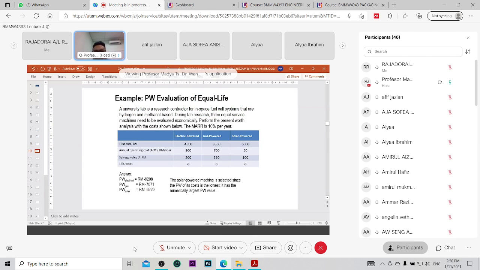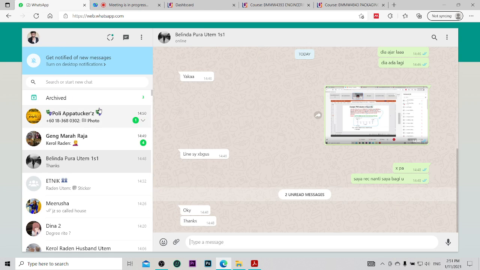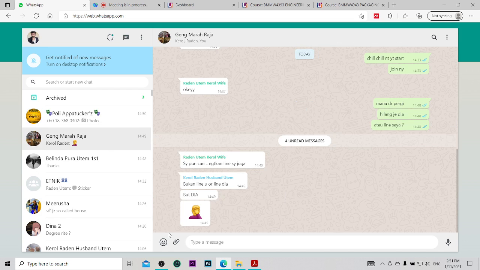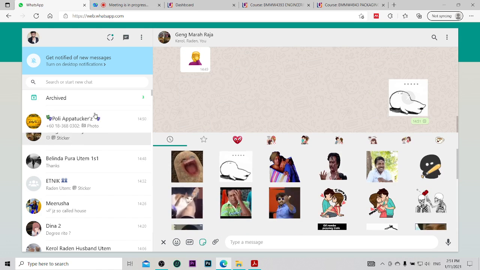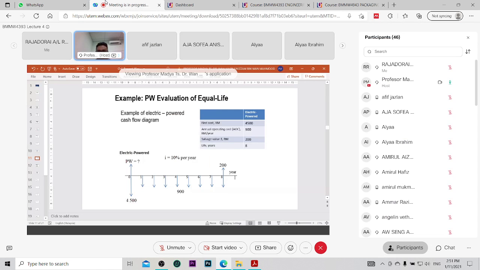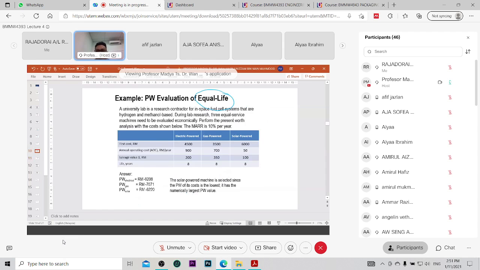So remember, this is a second example where we have three options: electrical power, gas power, and solar power. This example still refers to equal life. Let's say I choose electric power, life is 8. This figure is considered the same for all except for this value, this value, this value, because this refers to equal life. How to know equal life or not depends on this value.